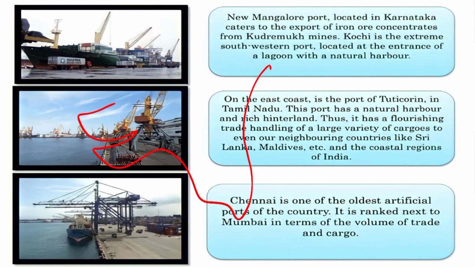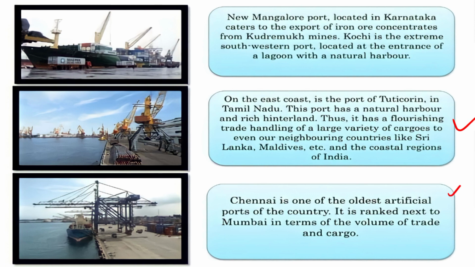This port has a natural harbor and rich hinterland. Hinterland means, for example, this is the port here. Well connection of roadways, railways, banking, insurance, all infrastructural facilities which enable the functioning of this port is called as hinterland. Very good hinterland Tuticorin has, and thus has a flourishing trade handling a large variety of cargoes to even our neighboring countries like Sri Lanka, Maldives, etc.